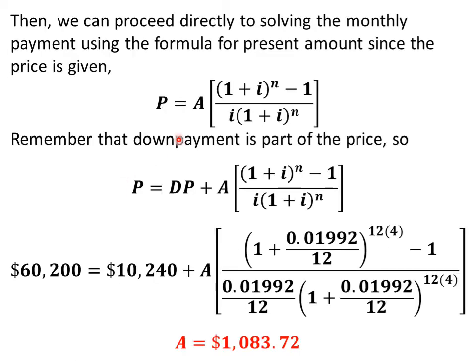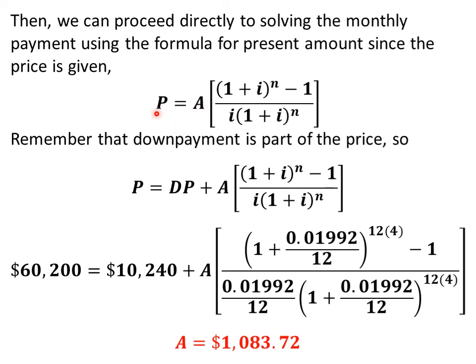Then we can proceed directly to solving the monthly payment using the formula for present amount since the price is given. Okay? We're going to use the formula for present amount because, take note, we are given directly the price of the automobile. Recall, the price of our automobile is $60,200. And what we need is the payment A, the periodic amount A, the payment every month.